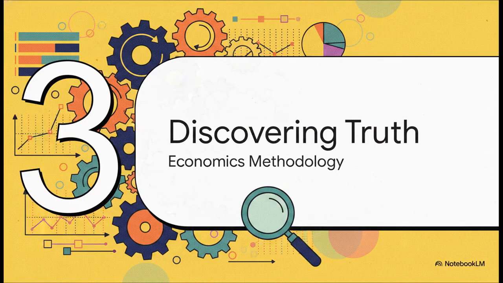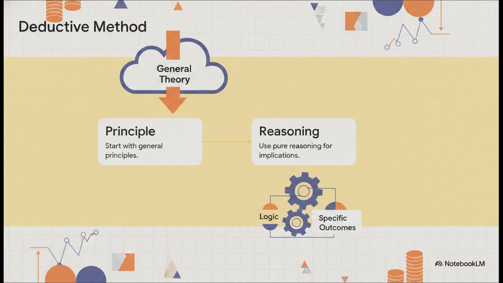Let's move to Section 3 and see how this builds. Discovering truth, the methodology of economics. So how do economists actually formulate their laws? Well, first there's the deductive method, which is very top-down. You start with a broad general principle, like, say, the radical assumption that traders actually want to earn a profit, right? Then you use pure reasoning to deduce specific implications for complex phenomena. It's a fantastic tool to cut through the noise when you're looking at situations where cause and effect are just hopelessly intertwined.